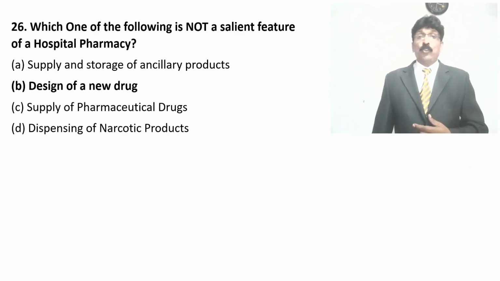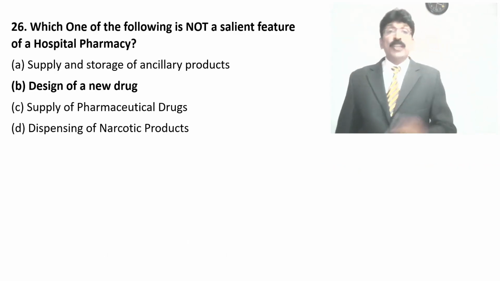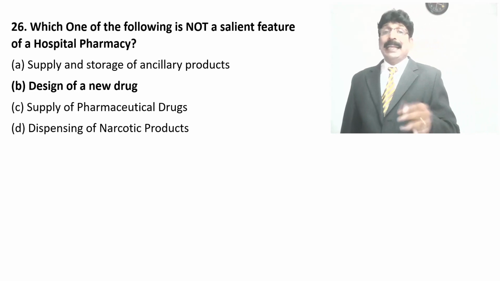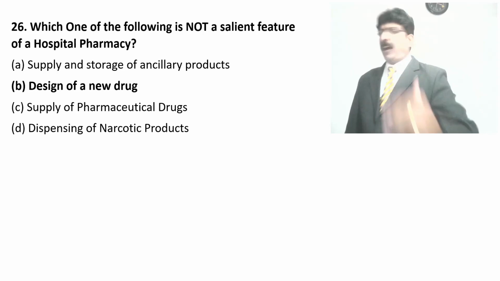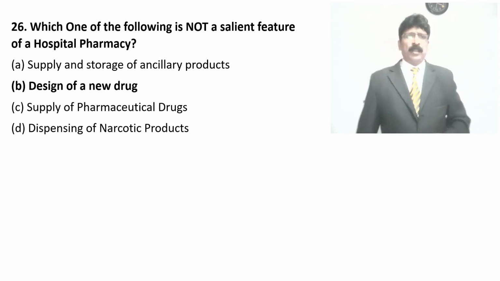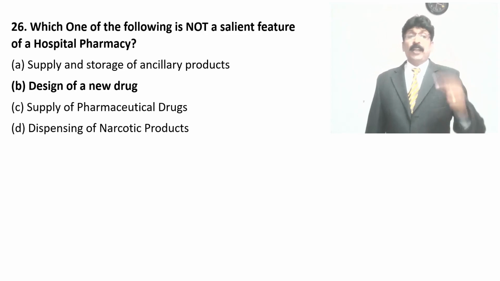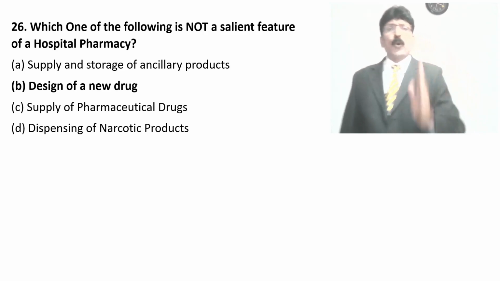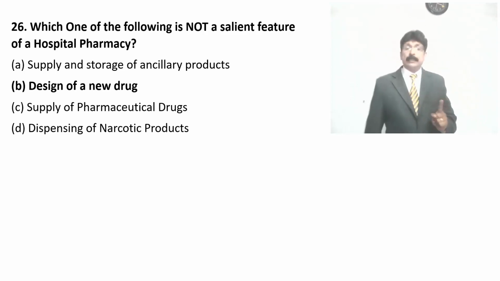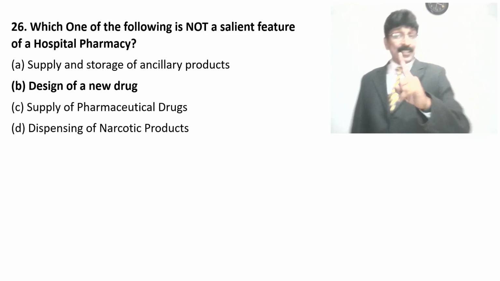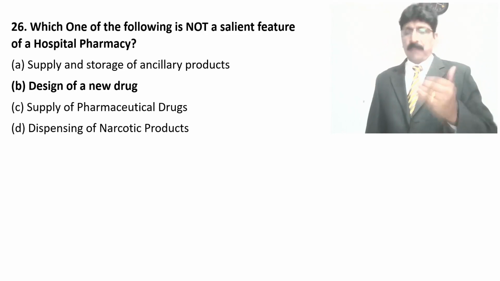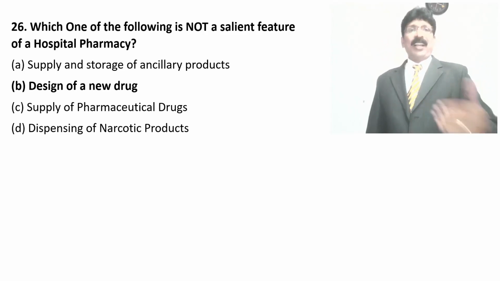Now question 26: which one of the following is not a salient feature, an important or required feature, of the hospital pharmacy? That means it is not an important one. They have given choices like supply and storage of ancillary products, which is a required one, a salient feature. Designing a new drug is not a salient feature. It also comes under pharmacy, but not under hospital pharmacy.